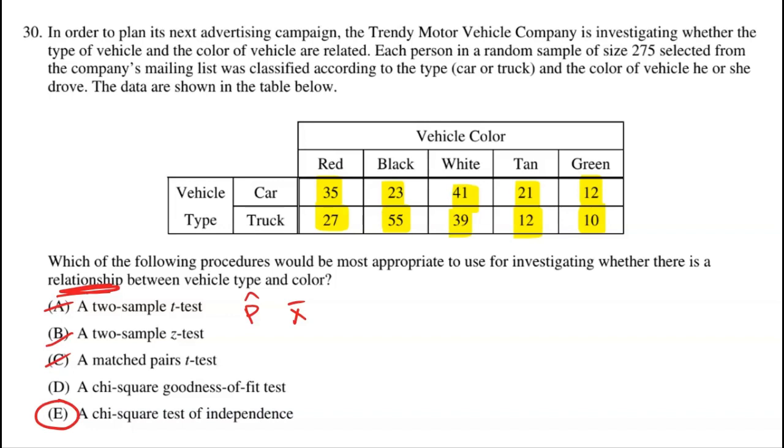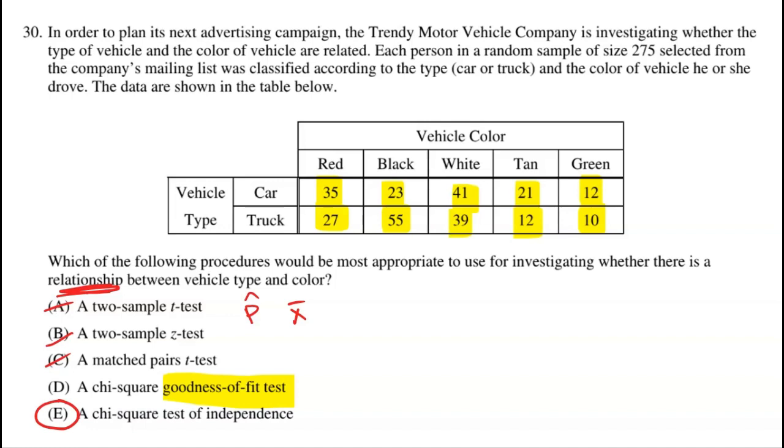Now, a chi-squared test for goodness of fit is used when there's only one categorical variable. Like if all I was looking at was the color of the vehicle, and didn't care if it was a car or truck, that would be a chi-squared goodness of fit test. An independence test is when there are two categorical variables in a two-way table.